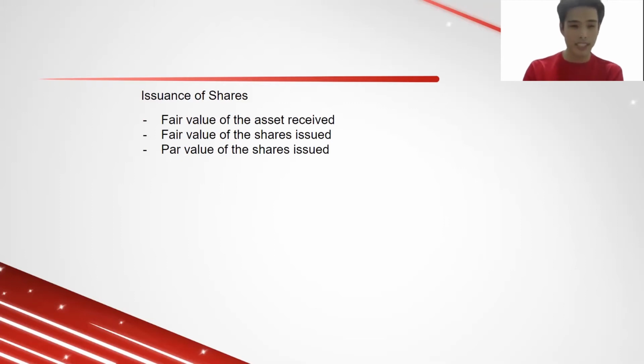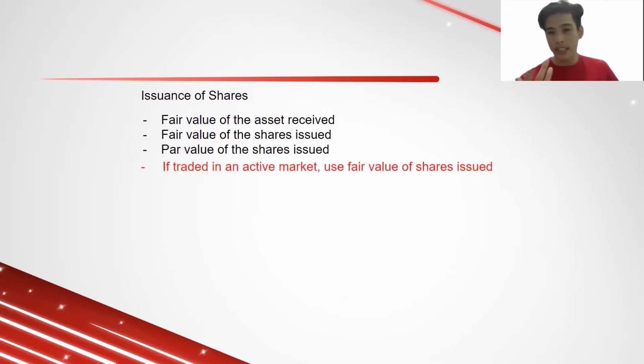For this example, you first have to find the fair value of the asset received. If it's not given, you move down to the fair value of the shares issued. If it's not given, you move on and on. However, there's an exception to this rule: if the shares are traded in an active market, or a market with a high trading volume, you immediately use the fair value of the shares issued.